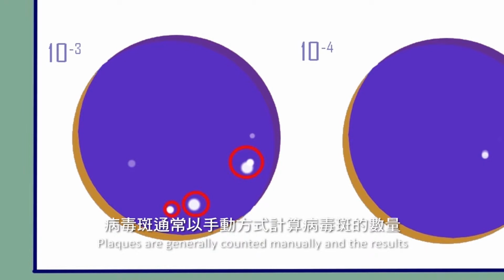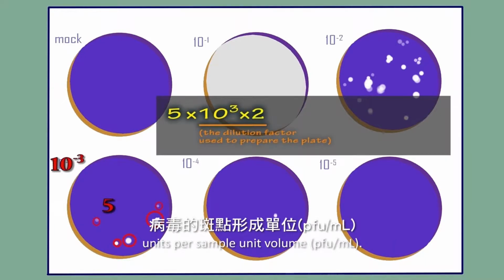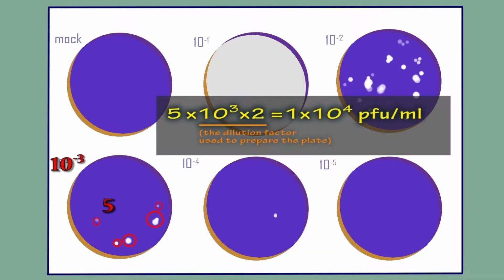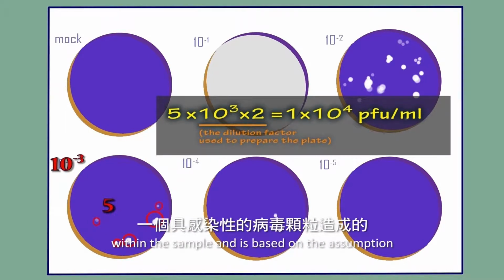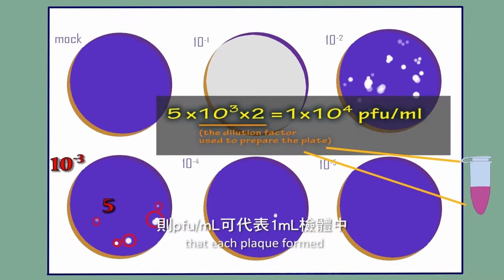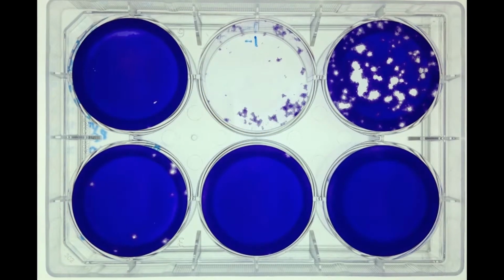Plaques are generally counted manually, and the results are used to calculate the number of plaque-forming units per sample unit volume. A PFU per ml result represents the number of infected particles within the sample and is based on the assumption that each plaque formed is representative of one infected virus particle.